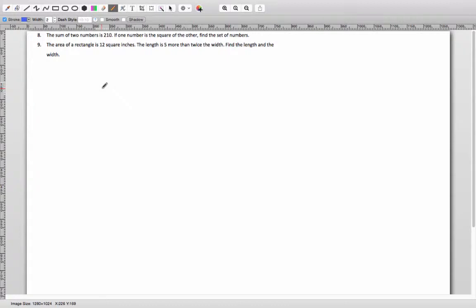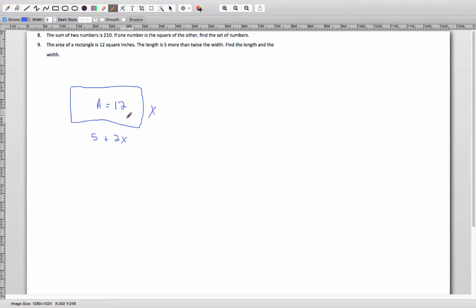Number 9 says the area of a rectangle is 12 square inches. Draw a rectangle. So I'm going to do this: A equals 12. It says the length is 5 more than twice the width. So let's call the width x, and the length is 5 more than 2 times this. It says find the length and width.